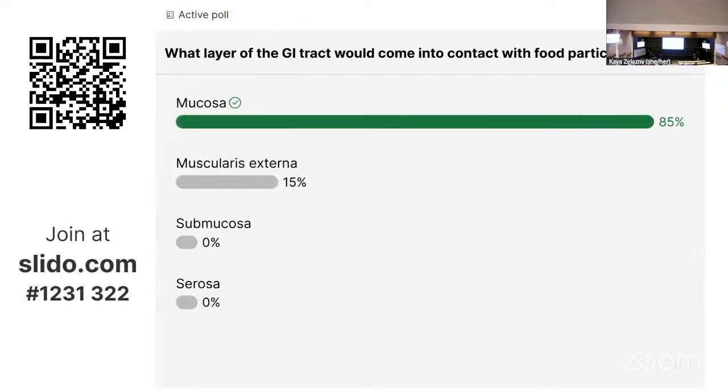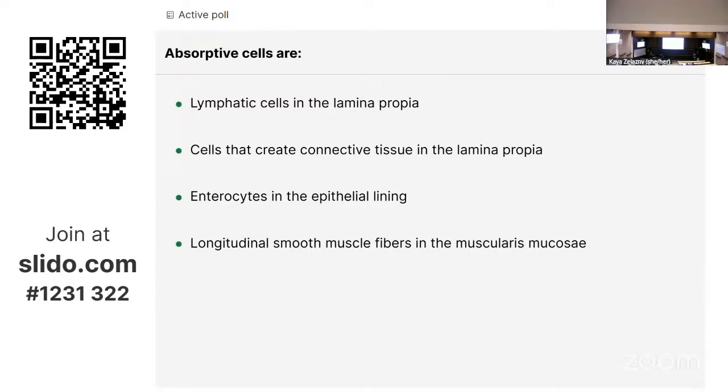Okay, great. So the innermost layer coming into contact with anything you're eating or drinking is your mucosa, your mucosal layer. So that's touching what we refer to as the lumen of our GI tract. Perfect. We might also have some absorptive cells we'll be interested in, especially as we get into our next packet, absorption. So let's think about where those would be or what those are.